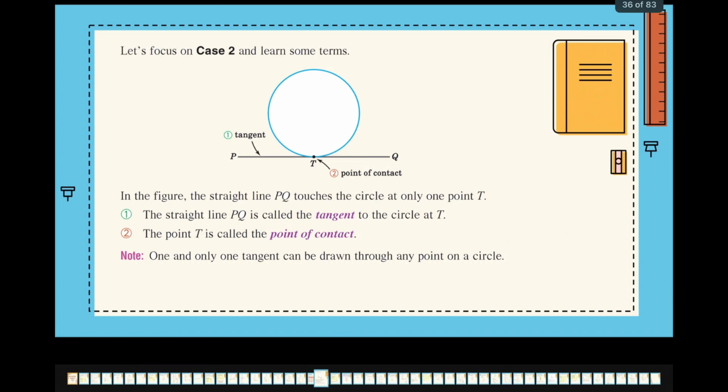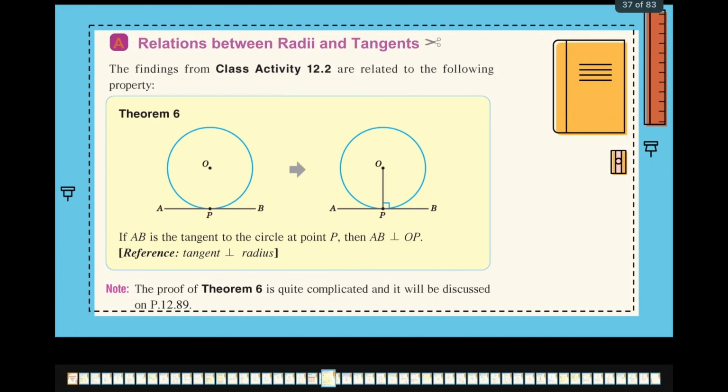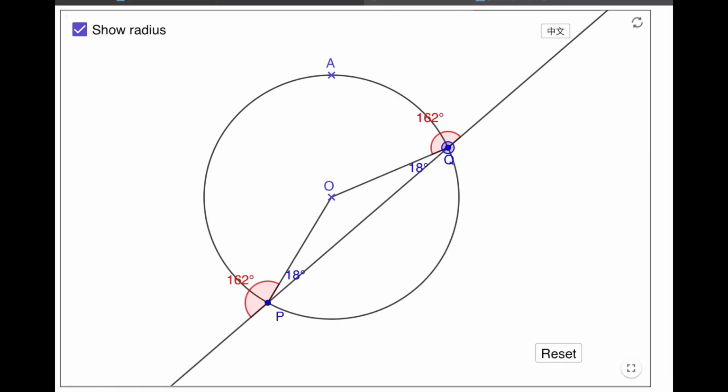In this figure, the straight line PQ touches the circle at only one point, T. In this case, we call PQ the tangent to the circle at point T, and point T is the point of contact. Keep in mind that only one tangent can be drawn through any point on a circle. We'll now look at the relation between the radius and the tangent. To do that, you can have a look at your textbook, page Ch.12.3A.